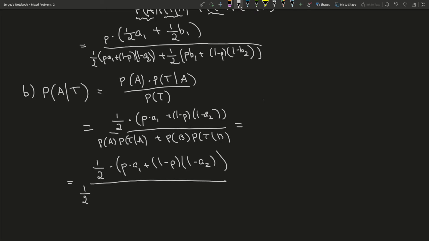Now, testing positive, given that the results were sent to A, it's exactly this expression as in the numerator. So P times A sub 1 plus 1 minus P times 1 minus A sub 2. And then the probability of B is again 1/2, and testing positive, given that the results were sent to lab B, is P times B sub 1 plus 1 minus P times 1 minus B2. Just as in part A. And we're done.